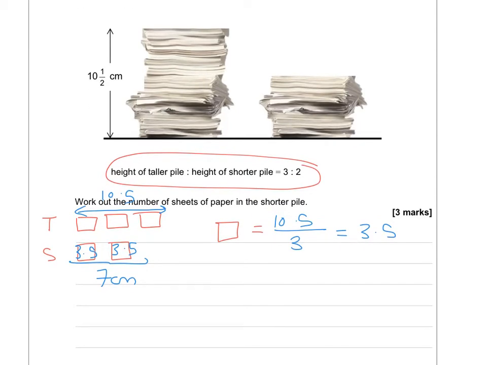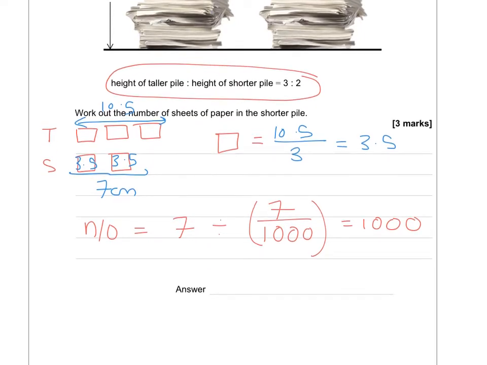Now, we know that each sheet of paper is 7/1000ths of a centimetre thick, so the number of sheets of paper is the total height of the shorter pile, 7, divided by the height of one sheet of paper, 7 over 1,000, which of course is equal to 1,000. So there are 1,000 sheets of paper in the second pile.